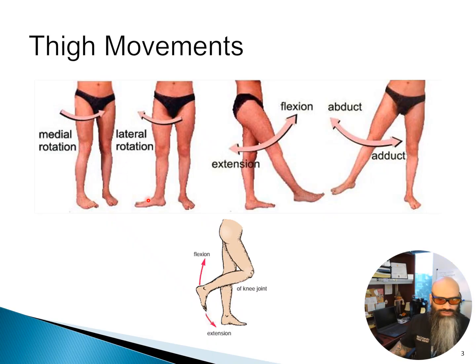You can see that the foot is turned externally or laterally or outwards, and we are pointing the foot towards the midline of the body. Medial rotation or internal rotation. Forward is flexion, for thigh flexion or hip flexion, and extension is coming back from flexion. Abduction is going away from the midline, adduction is going towards the midline.